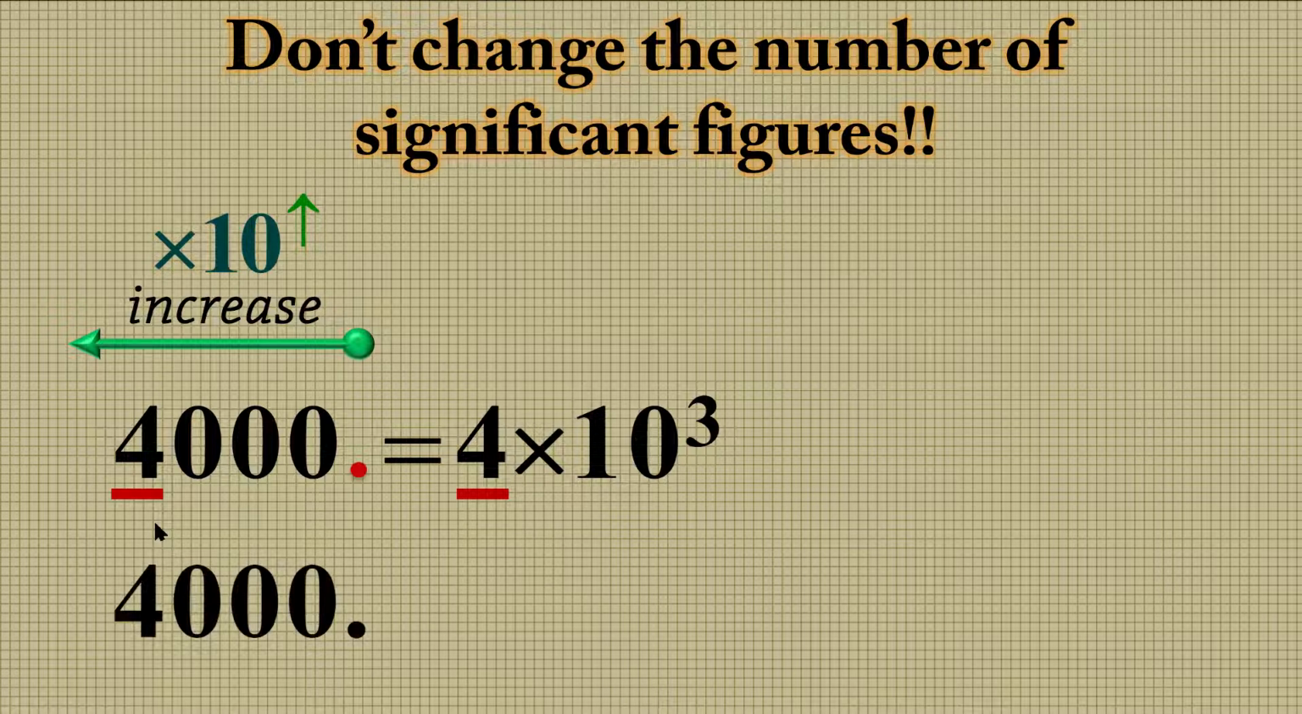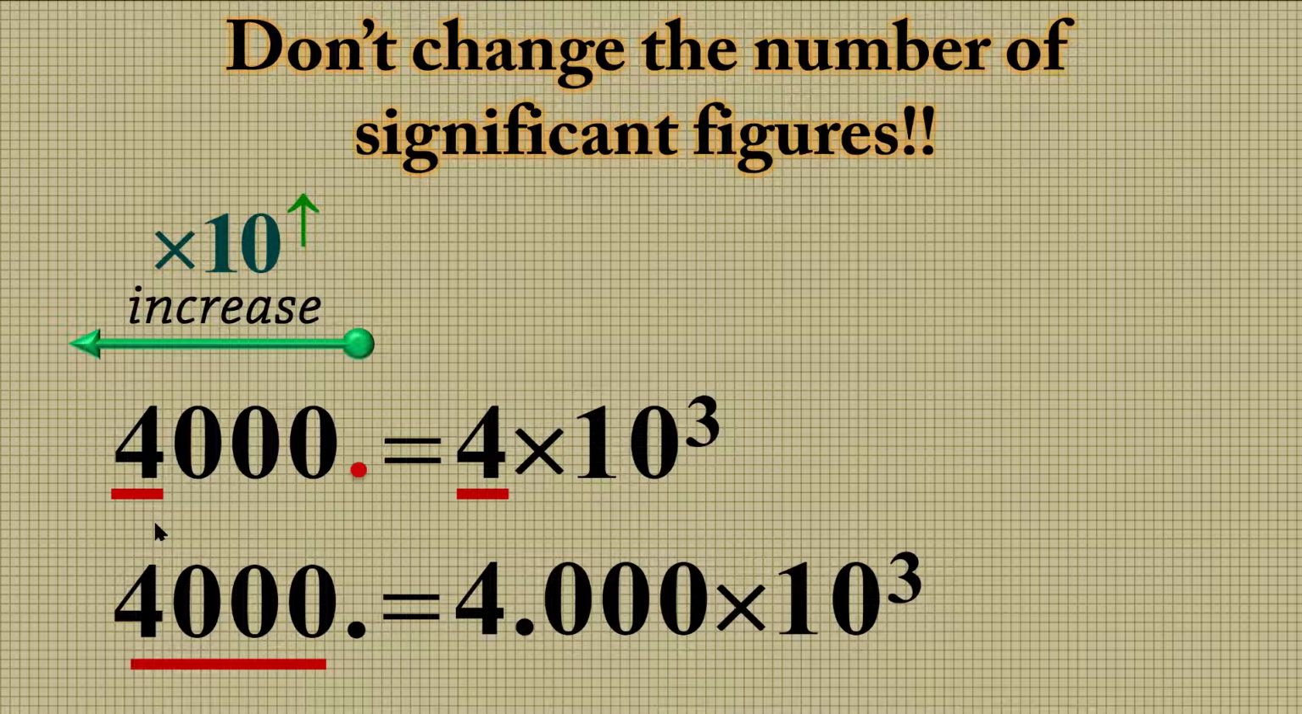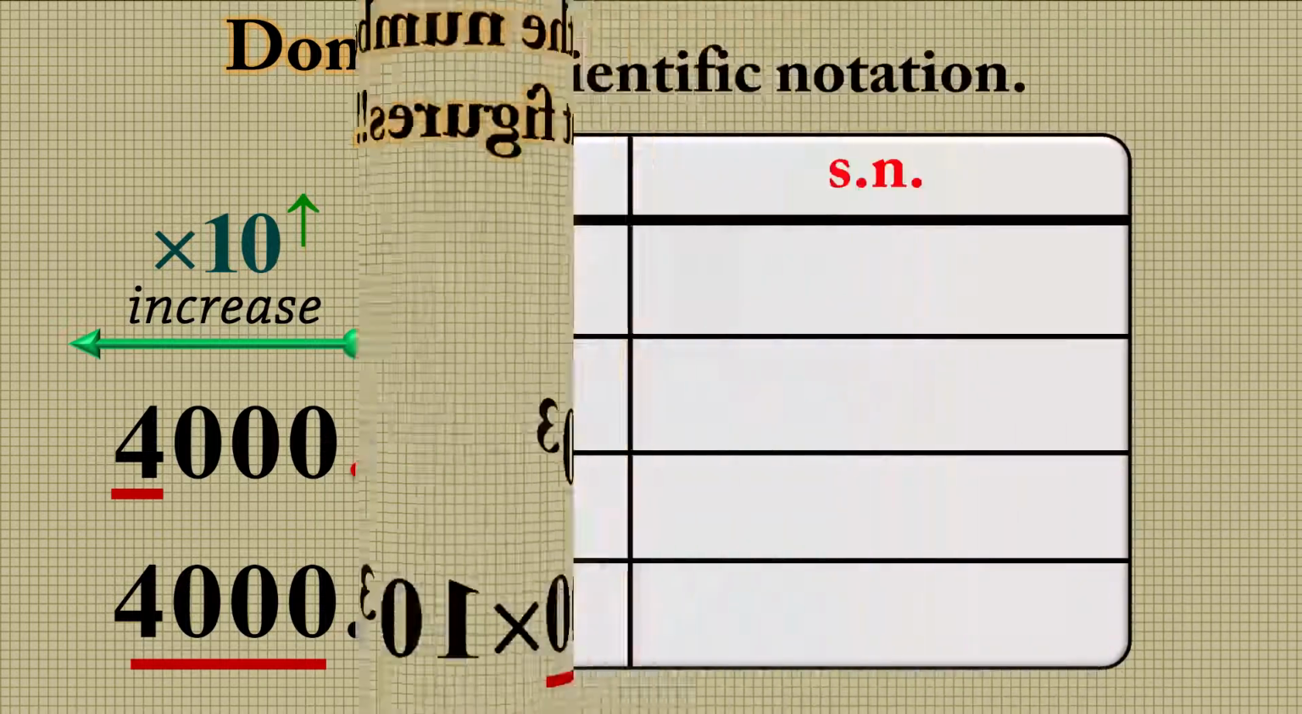On the other hand, if the given number is 4,000 with a decimal point, it has 4 significant figures, and the answer will be 4.000 times 10 to 3. It has also 4 significant figures, so pay attention. You are not allowed to change the total number of significant figures when you convert a number to scientific notation.